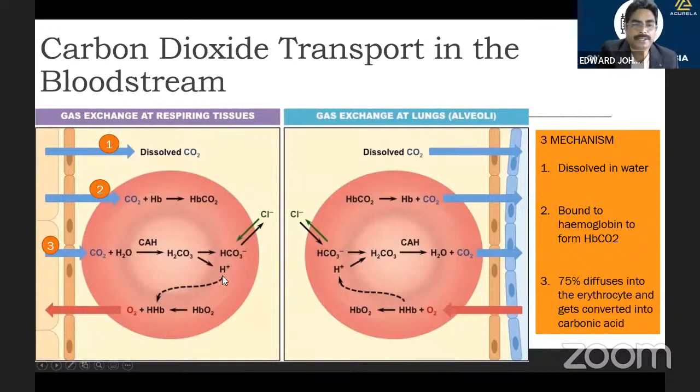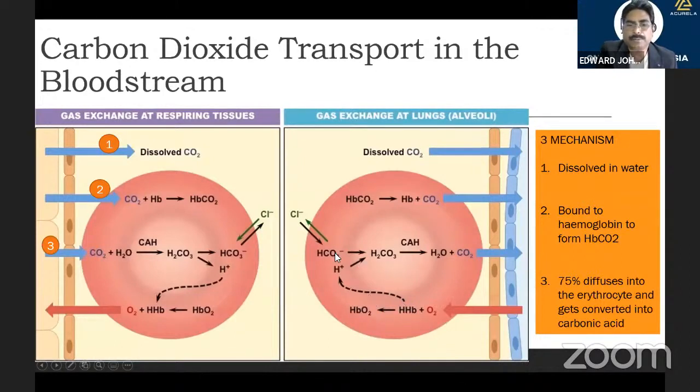Then the hydrogen ion combines with hemoglobin. Hemoglobin is a strong buffer. You remember, hemoglobin is a strong buffer. When the oxygenated hemoglobin releases the oxygen, the hemoglobin takes up the hydrogen ion. It acts as a buffer. So the reverse occurs when it reaches the alveoli. In the alveoli, what happens? The hemoglobin takes up the oxygen and releases the hydrogen ion.